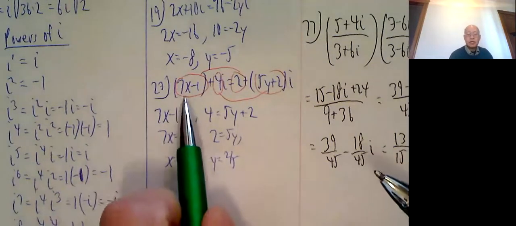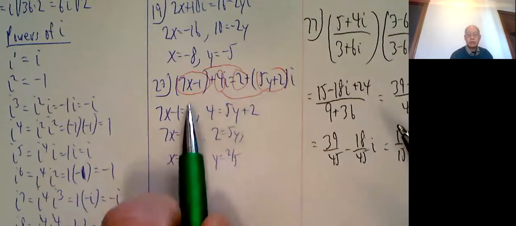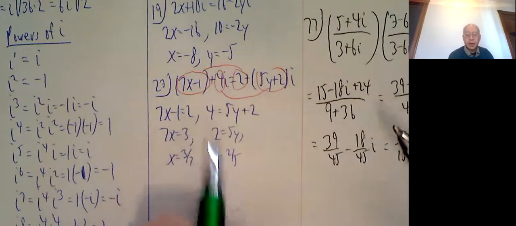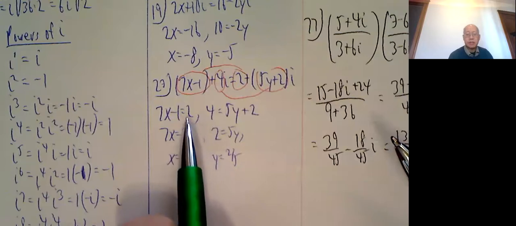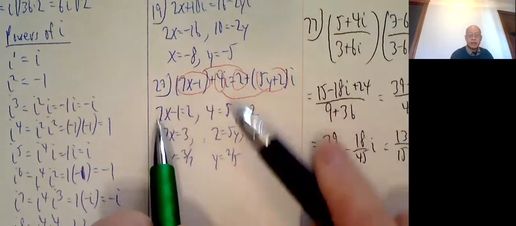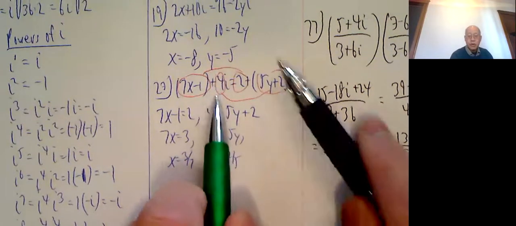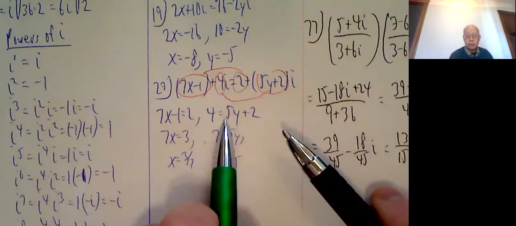Okay, 23: 7x minus 1 plus 4i equals 2 plus 5y plus 2. So all the real parts have to match and the imaginary parts have to match. So this and this have to match. 7x minus 1 has to equal 2. And this 4 has to match 5y plus 2.